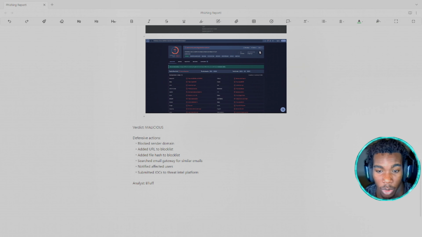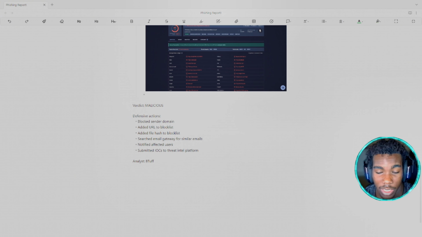And then we put that verdict back down, put down the defensive actions we would take by blocking the sender domain so we can't get any emails from that domain anymore because we know it's either compromised or created by that attacker. We don't need those emails coming into our network. We added the URL to the block list so nobody can navigate to it in case it finds its way back into our network. And then we added the file hash to the block list so that things like the EDRs won't allow workstations to download any email with that malicious hash.